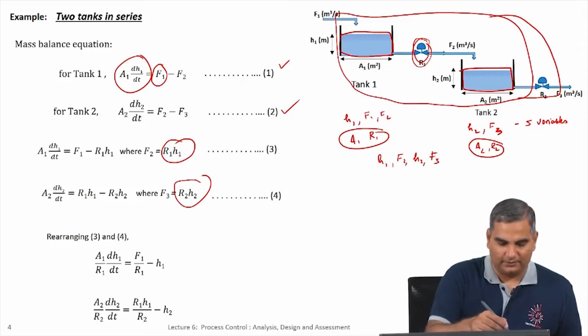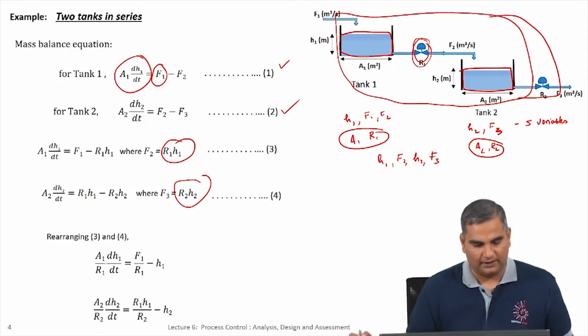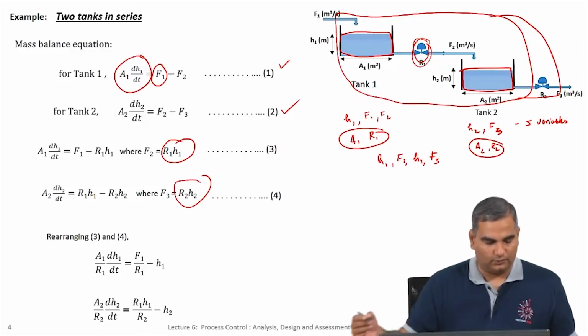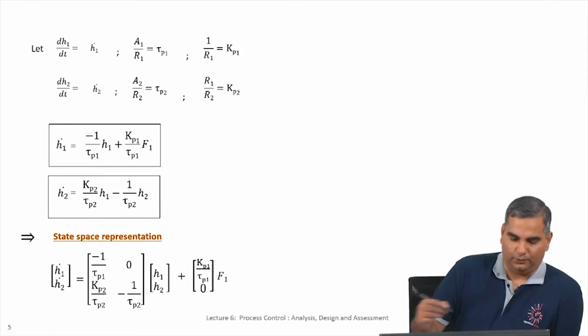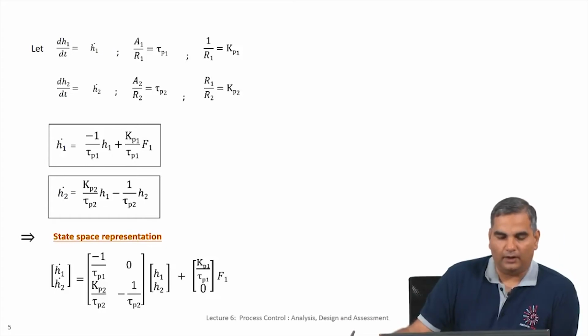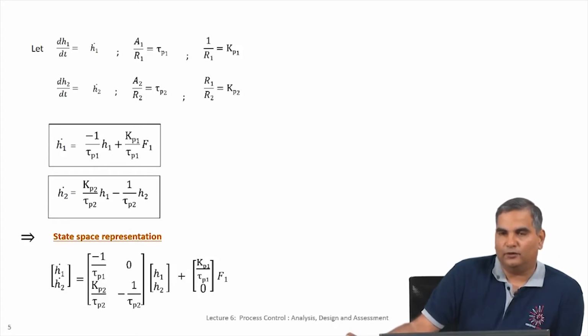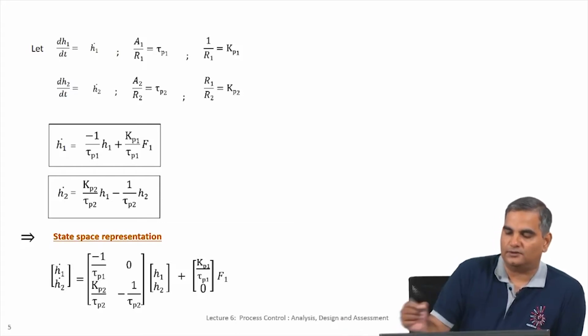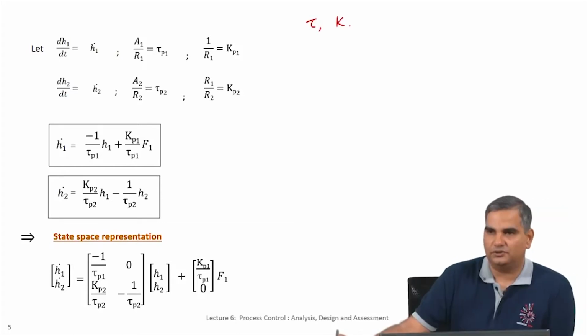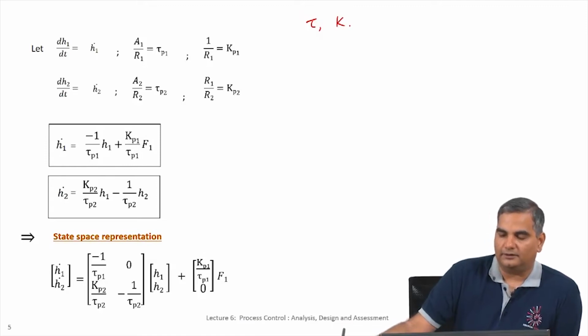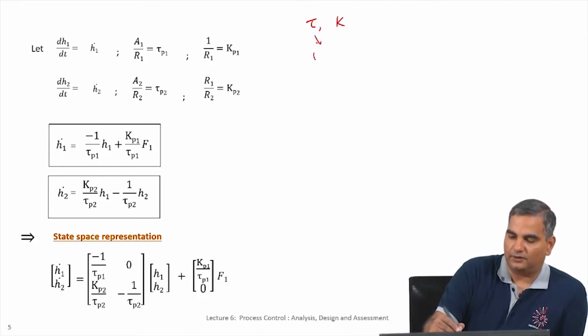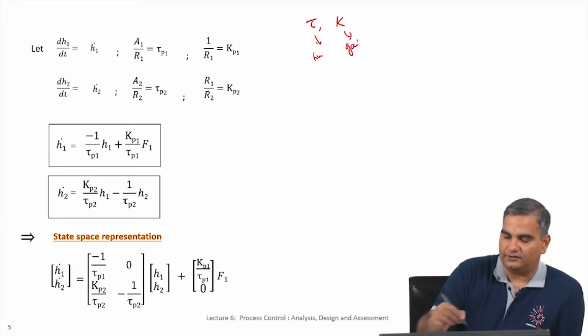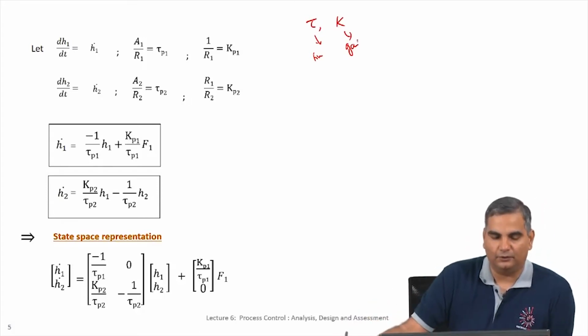So, this is very simple algebra. In the first equation I have just moved R1 H1 to this side, and in the second equation I have moved R2 H2 to this side. Now, just to put this in a particular form, what I am going to do is define some constants, and I am going to start using these 2 constants tau and k, which are used quite a bit in control. Tau typically represents what is called a time constant, and k represents a gain, and we will see this more and more as we do control.